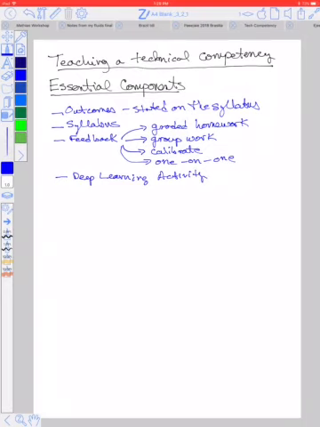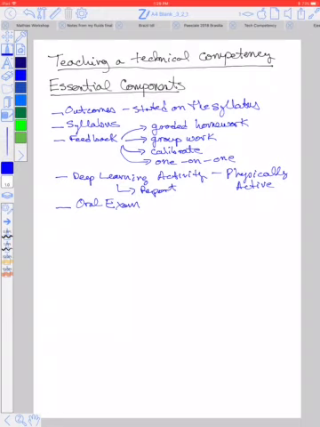Deep learning activities almost always also have a report, and they should be, in some sense, physically active. A book I just read a little bit ago talked about learning being a full body activity. Another essential element is an oral exam.